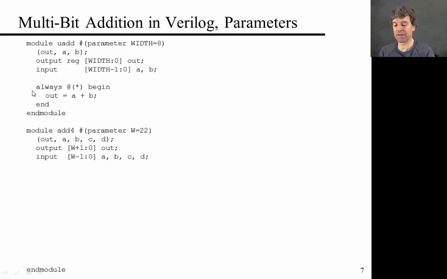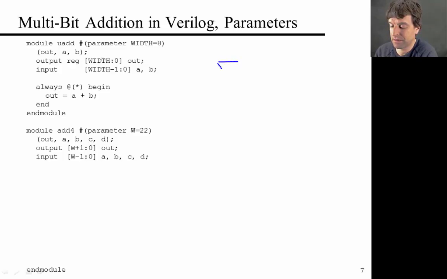Basically we want an always at star block because we're going to do combinational logic. So always at star begin, out is equal to A plus B. This is all you have to know about addition to build an adder using behavioral Verilog. In the previous few slides we talked about adders at the circuit level, how to build half adders and full adders out of AND and OR gates, and then how to compose them into multi-bit adders. But to actually use adders in Verilog, all you have to do is write A plus B, which is really quite nice.